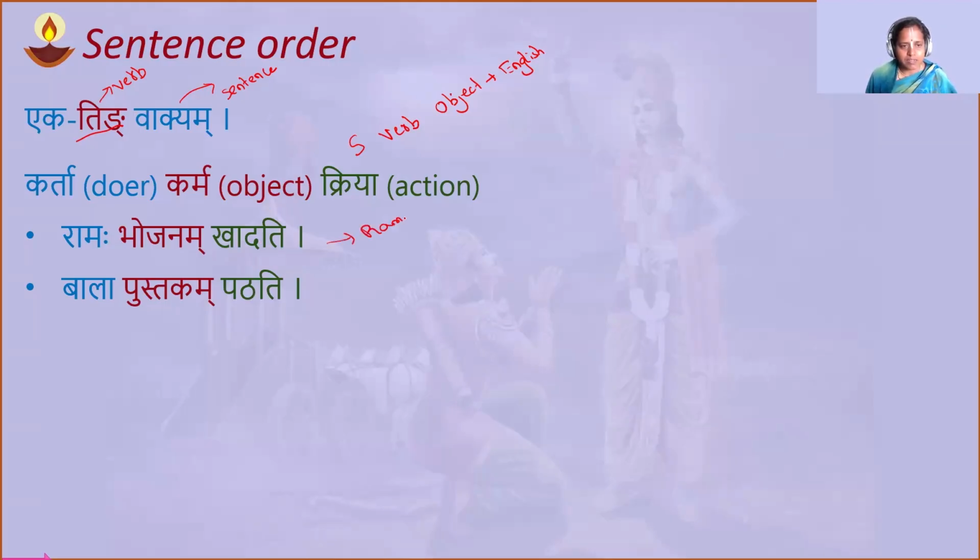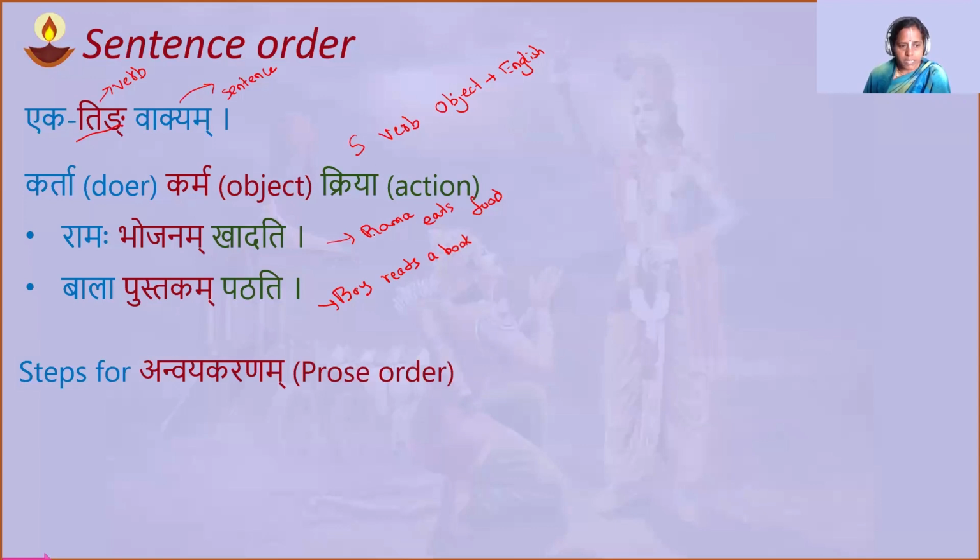So here, Rama eats food. That's the meaning. Got it? But in Sanskrit, the words have to be juxtaposed differently. Similarly, Bala pustakam patati: boy reads a book. When we go into a particular language, we need to understand the natural way that language expresses itself. That's how we make the prose order. So everybody remember, we should do the doer or the subject first, then the object, and then the action. Now we'll go to the steps for Anvayakaranam.